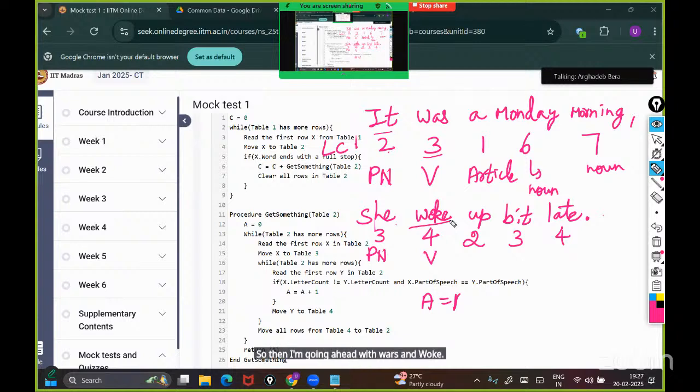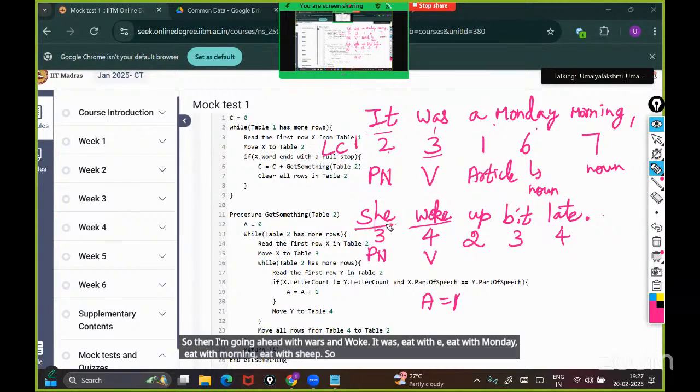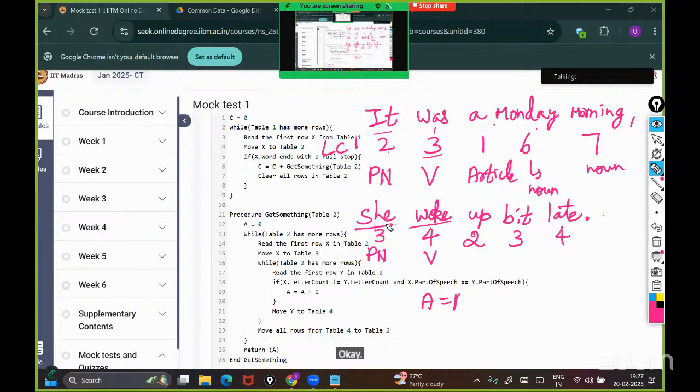Are you comparing it with C? It with was, it with a, it with Monday, it with morning, it with she. So here I have got the same one. It with was: the letter count is not equal, but the parts of speech are also not equal, so the condition fails. It with a: the letter count is not equal, but the parts of speech are not equal, so the condition fails like that.